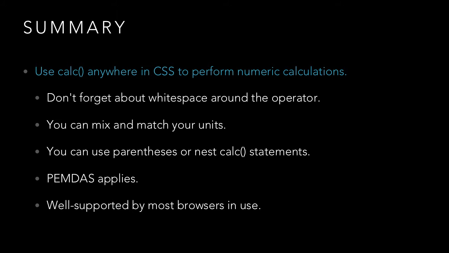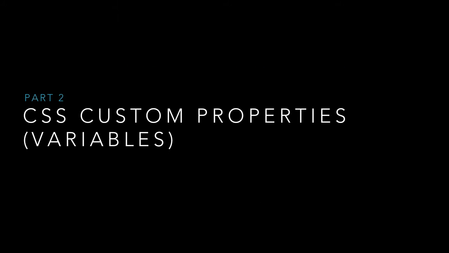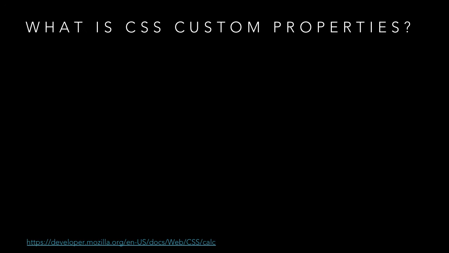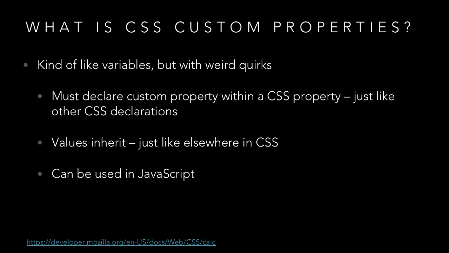Now we've got math. Part 2, custom properties. And there's a reason it's called custom properties and not called variables. Because these are variables, but it's CSS, so it's a little weird. Okay? Because CSS. All right, so what exactly are we talking about here? Kind of like variables, but weird quirks. So first of all, has everybody worked with variables in some context or another?